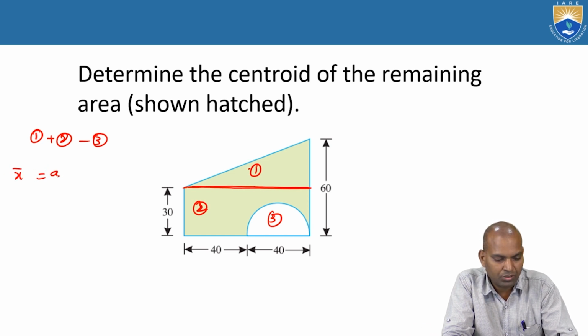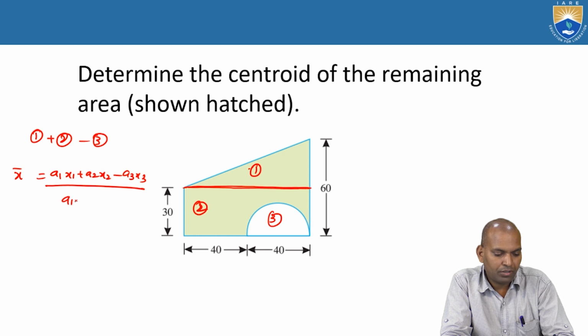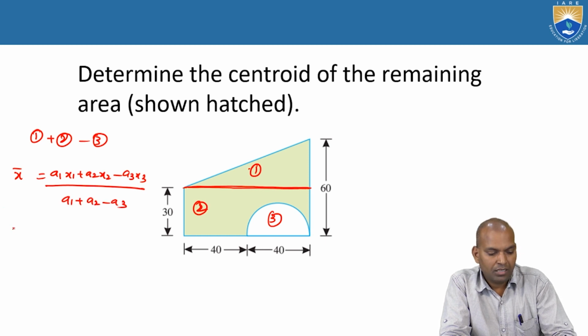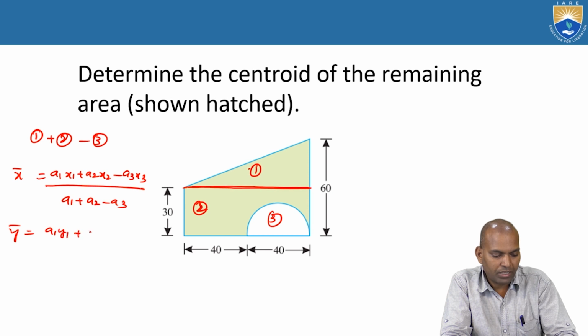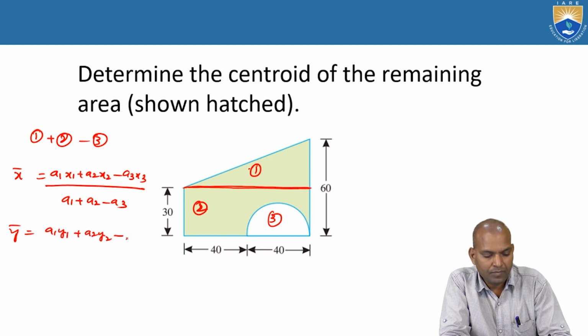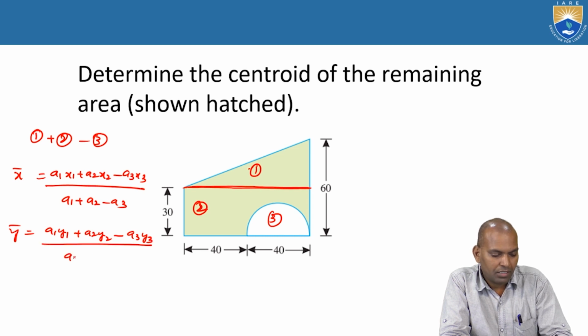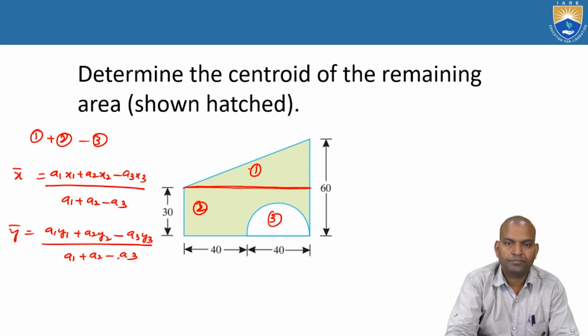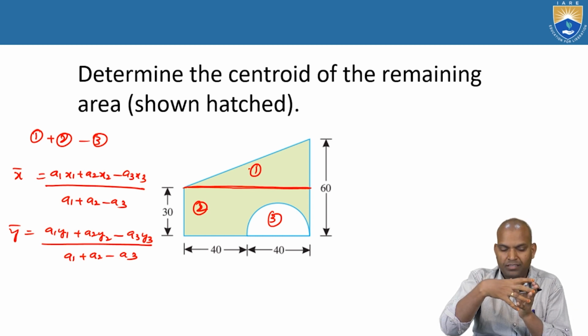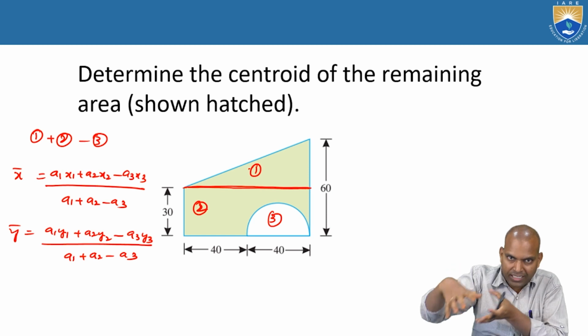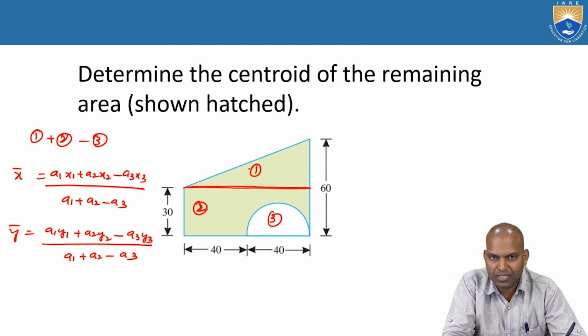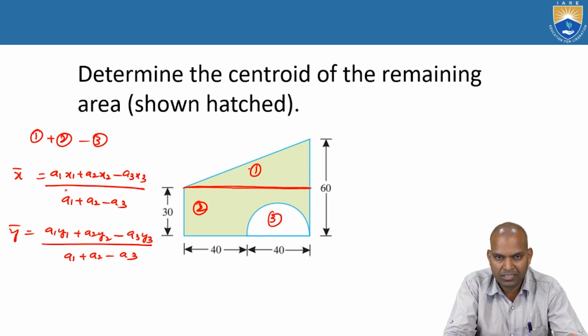So bar x equal to a1 x1 plus a2 x2 minus a3 x3 by a1 plus a2 minus a3. Next, bar y equal to a1 y1 plus a2 y2 minus a3 y3 by a1 plus a2 minus a3. Two solids we joined, a1 x1 plus a2 x2, and then subtracted. So simple. It's like A intersection B, and A union B means total combined, the summation, the maximum value we consider.